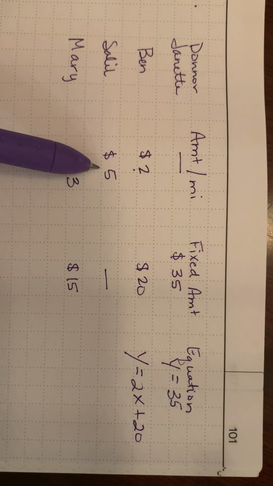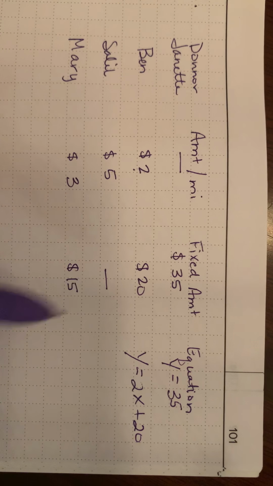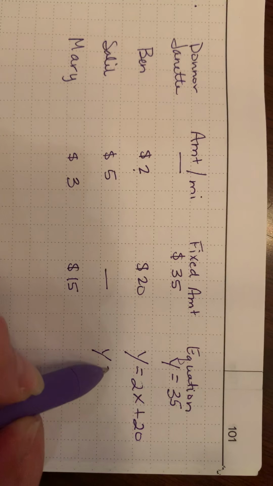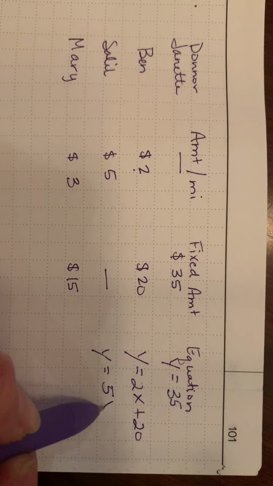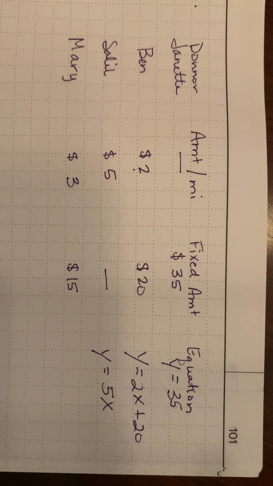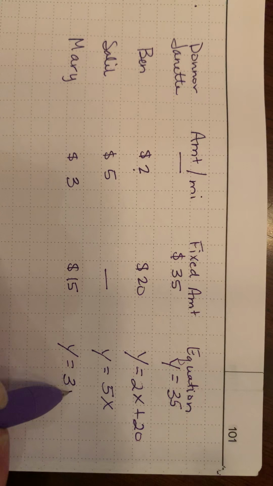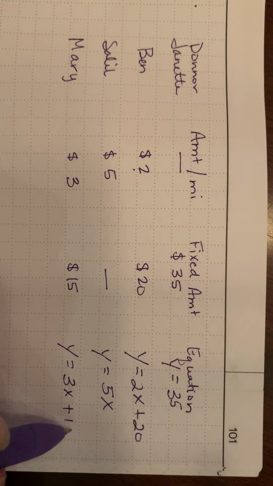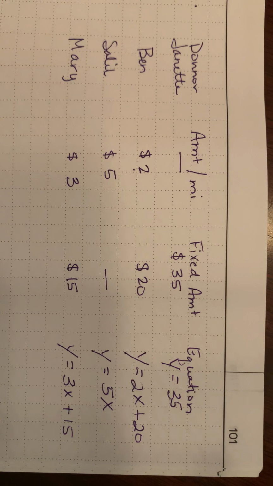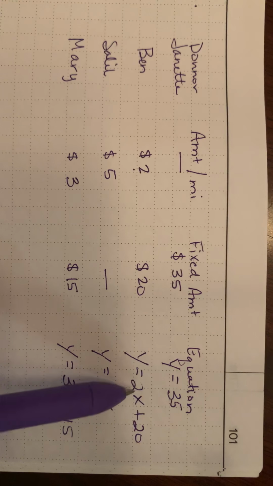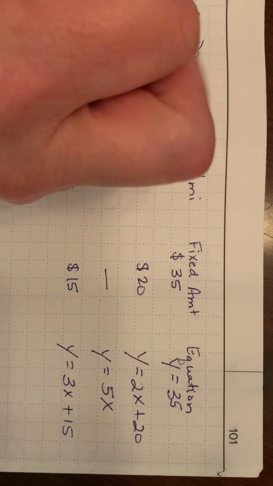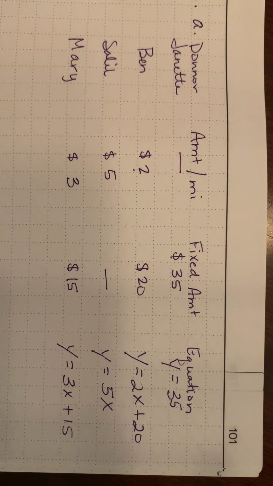Salil is giving $5 per mile, but there's no fixed money here. So this time it's Y equals 5X. Mary is giving $3 a mile plus $15 fixed amount. It doesn't depend on how many miles you walk. So Y equals $3 times the number of miles plus $15 fixed. Okay, so these are the equations you need to write for number A. All right, so there's A.